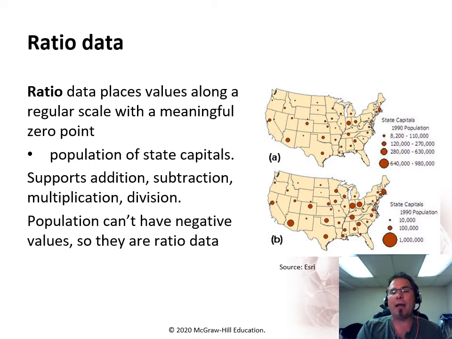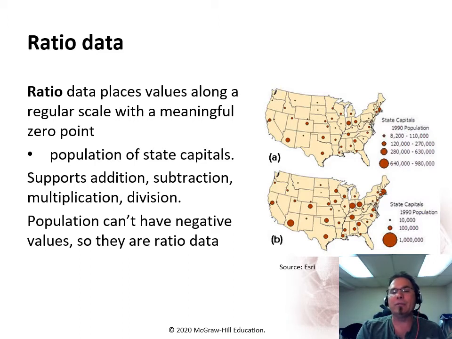You cannot have negative values, anything that involves, for example, precipitation. You can't have negative precipitation. So precipitation and population are both ratio data types. Now, the more you do GIS, the less you actually have to think about this. It'll just make sense to you.